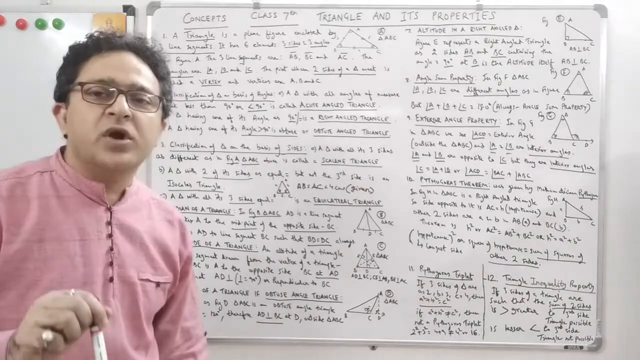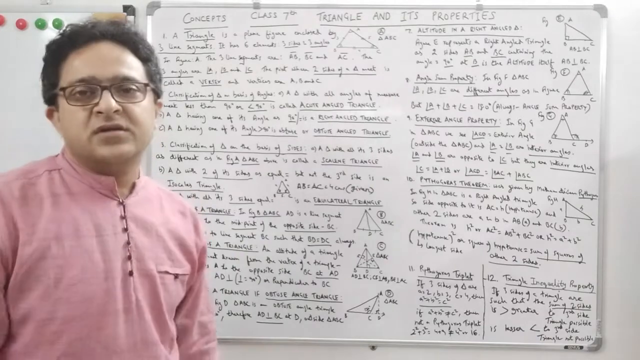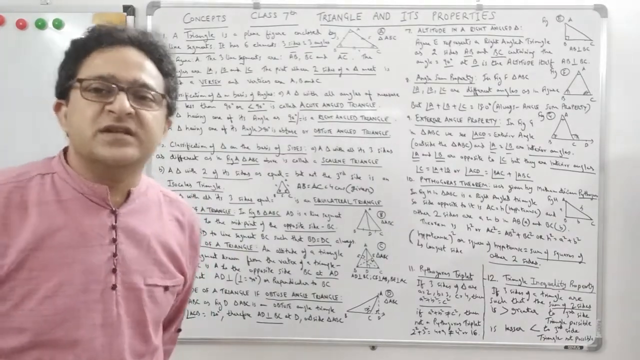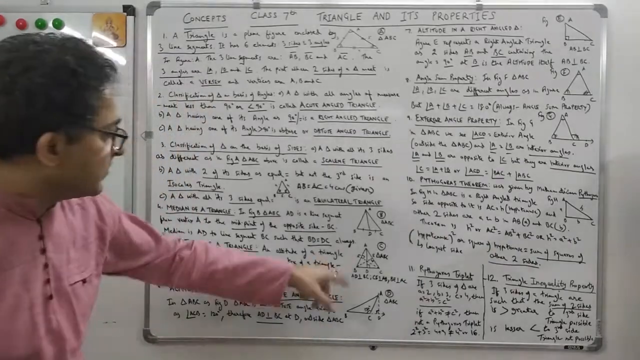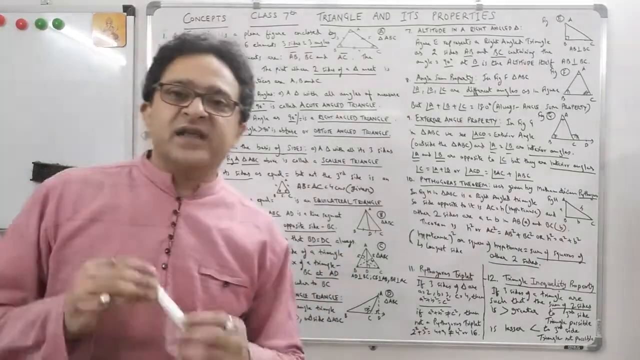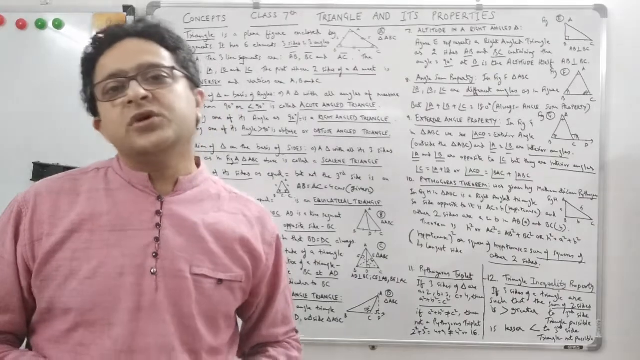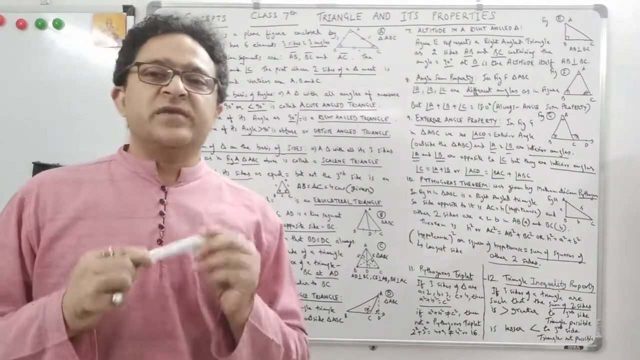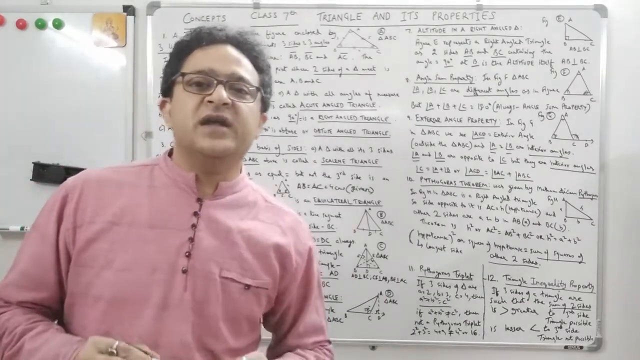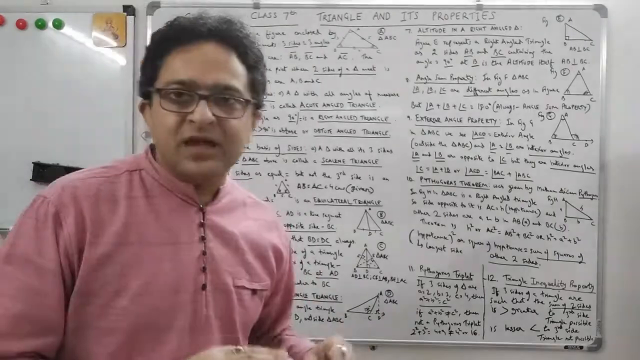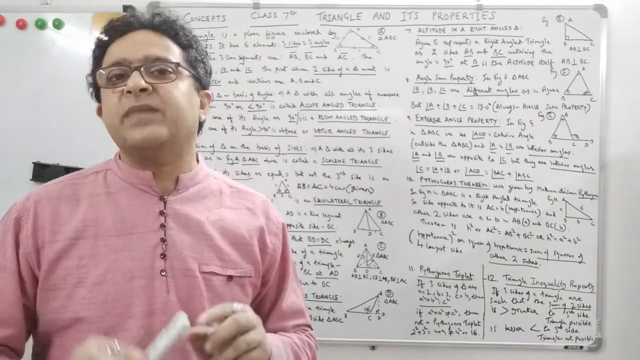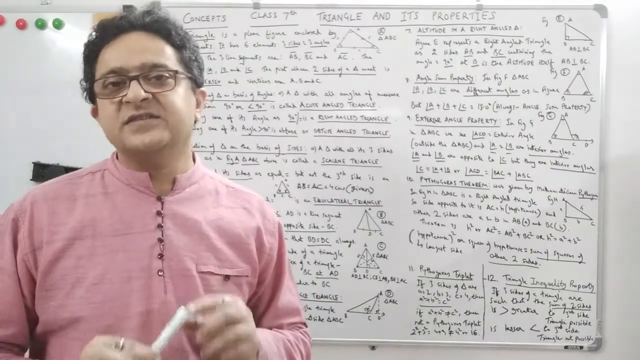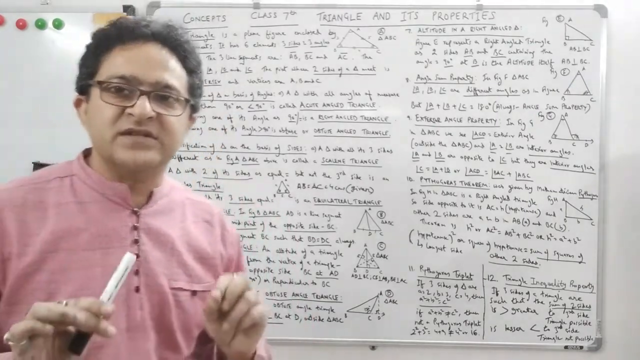Altitude will do what? It will be perpendicular to the opposite side. So from any vertex A, if you draw a line segment AD, such that AD will always be perpendicular to the opposite side BC, this will be the altitude of a triangle. But in median, it will be a similar thing, but it may not be perpendicular. It will simply bisect the side. That is the median. Okay, that's the basic difference.